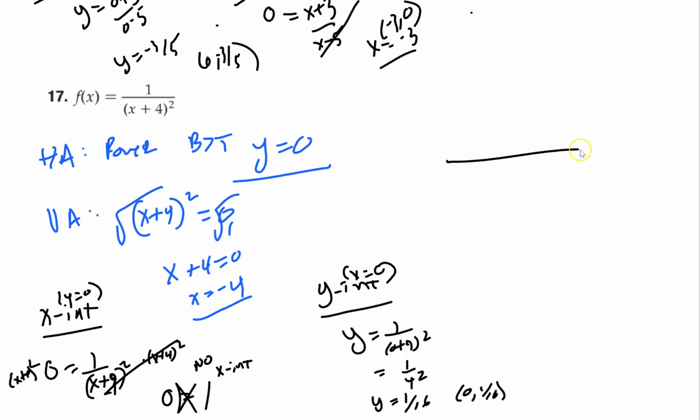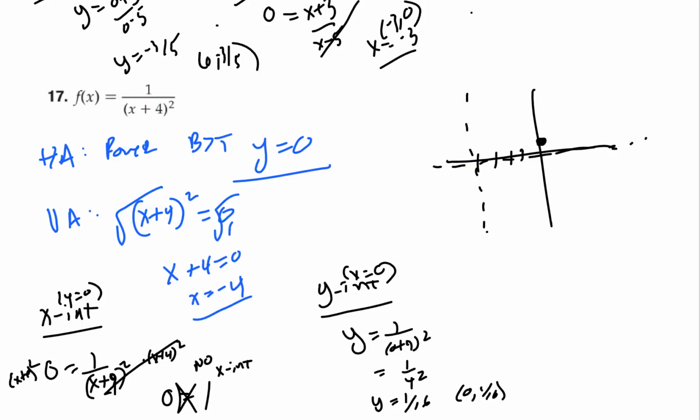So let's graph this. Again, always let's do our asymptotes. So I get horizontal at 0. Vertical is at -4. And I have my y-intercept at (0, 1/16). So again, it looks like something like this. And last time we did this and this, but it's squared, so it's actually going to go up here.